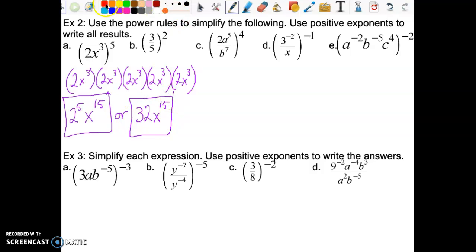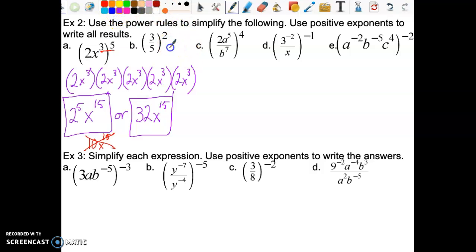Now, what I will not accept, let me write this in red like it's bad, is some students get confused because power to a power you multiply, so that's correct. But then they try to write it as 10 x to the 15th, which is definitely wrong, because 2 to the 5th is not the same thing as 2 times 5. So just giving you that heads up.